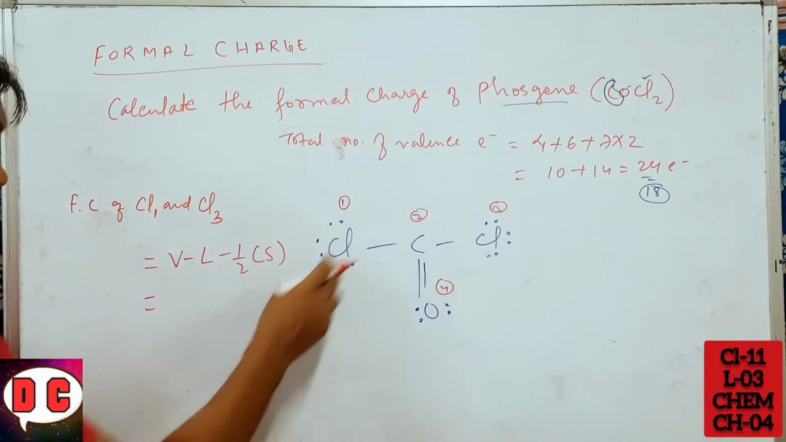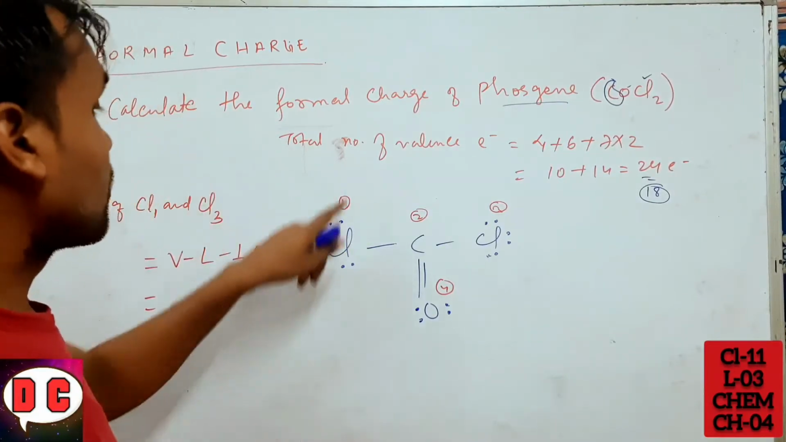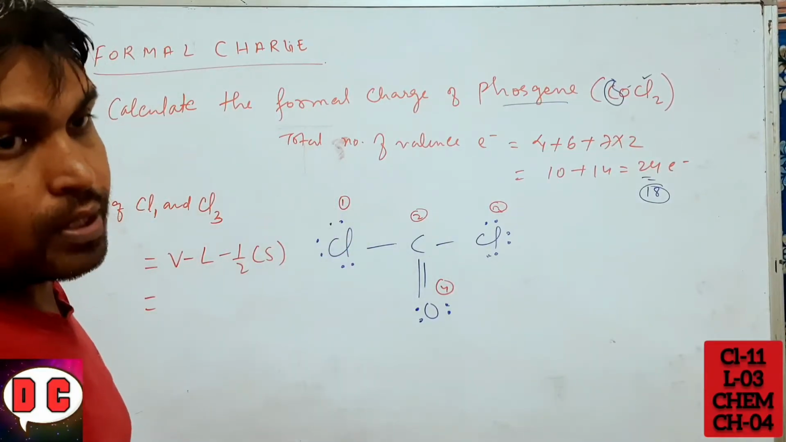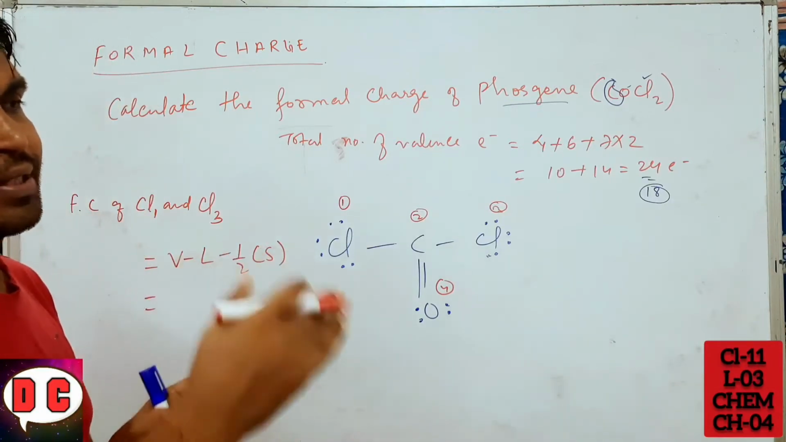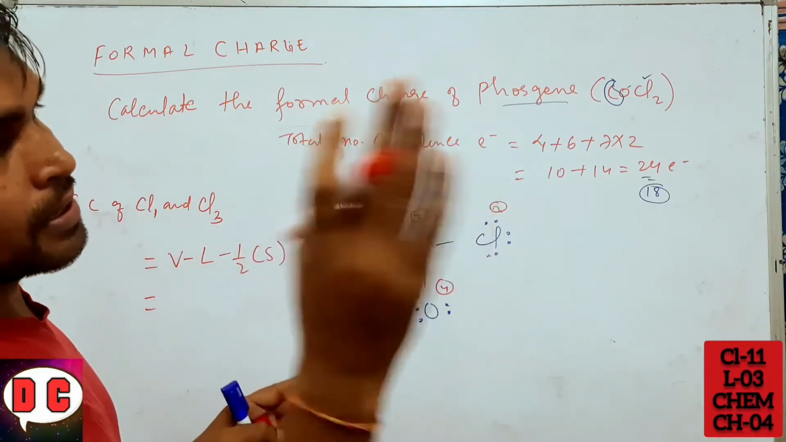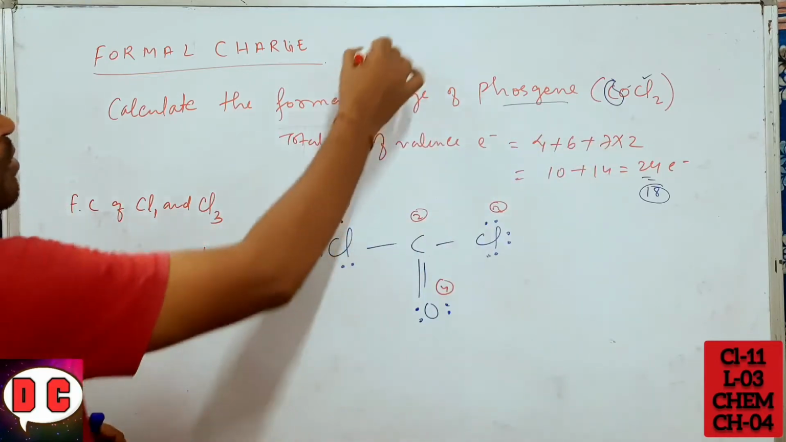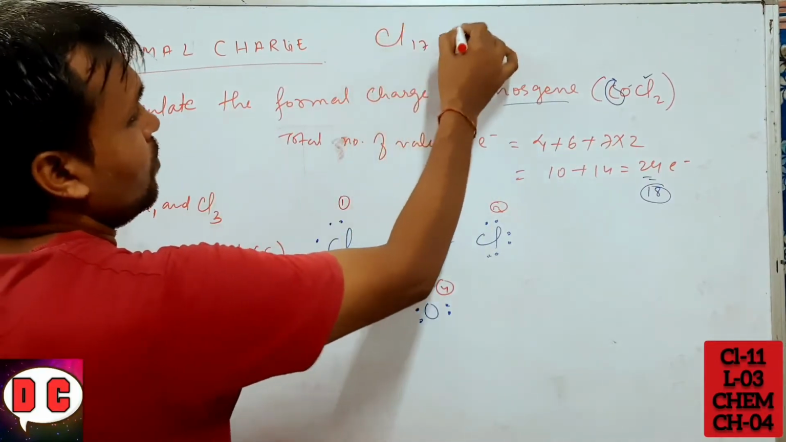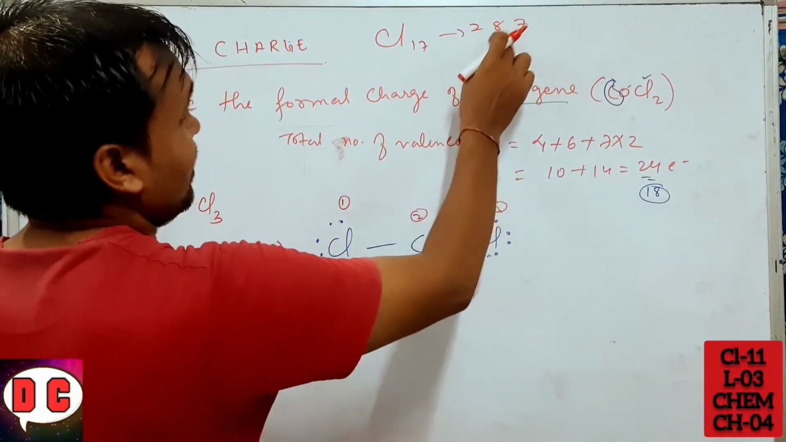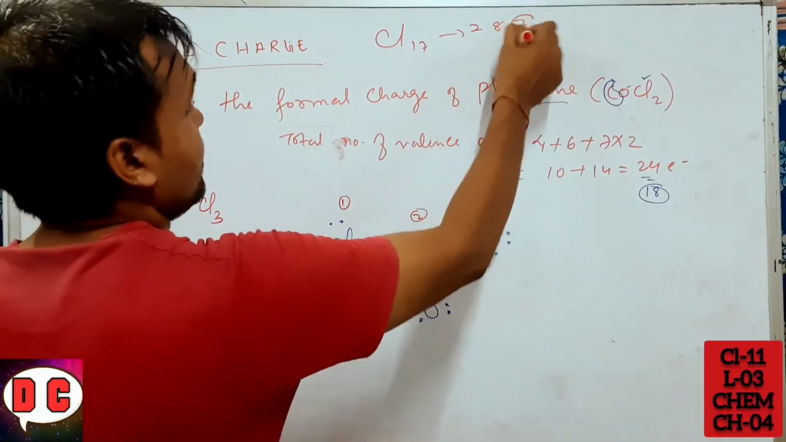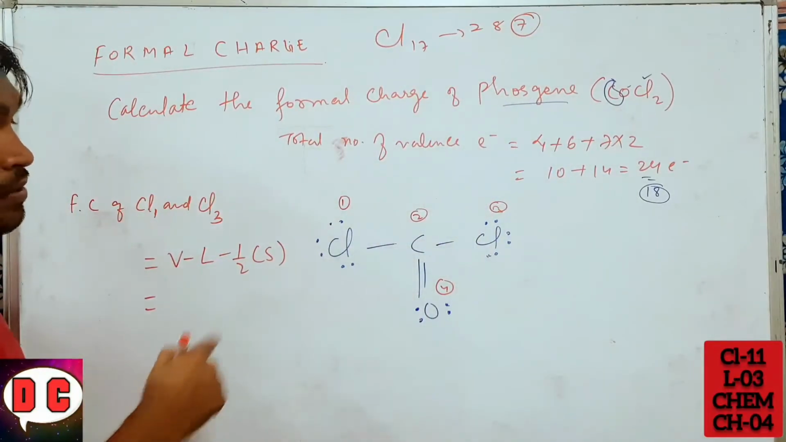So V is what? The valency of chlorine: what is the number of electrons in the outermost shell of chlorine? Chlorine's atomic number is 17, so the electronic configuration is 2, 8, 7. So 7 is the valence electron. The number of valence electrons in chlorine is 7.